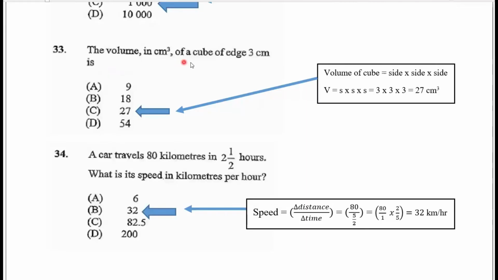So volume in cm cubed of a cube of edge 3 cm is, well, volume of a cube is side by side by side, because all sides are equal, and that'll be 3 by 3 by 3. 3 3s are 9, 9 3s are 27 cm cubed. So yeah, 27, C.